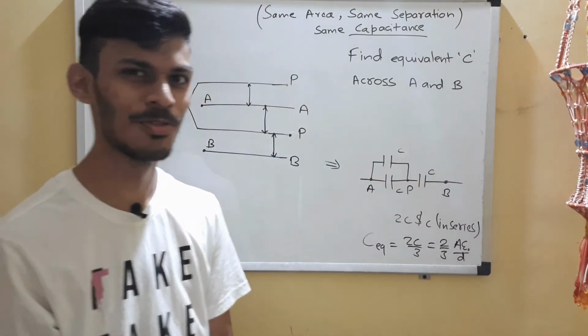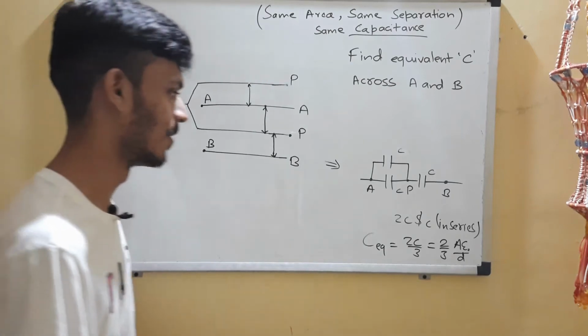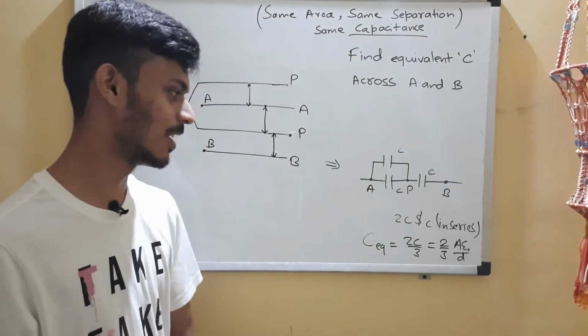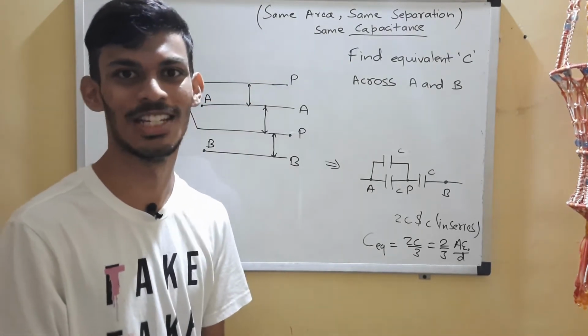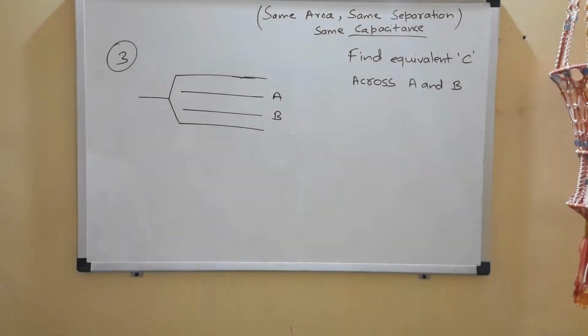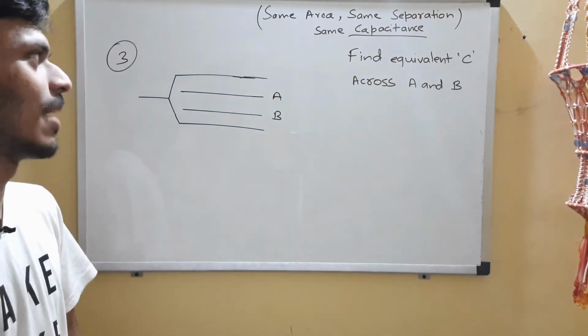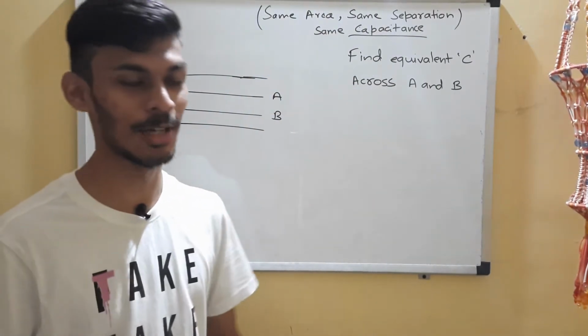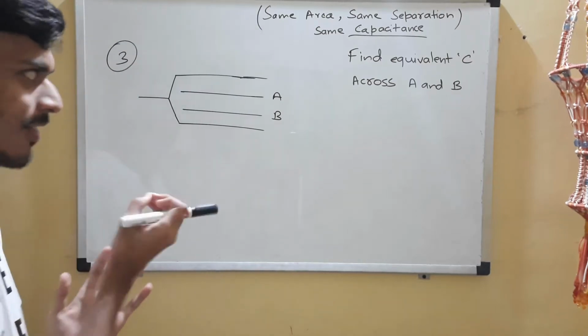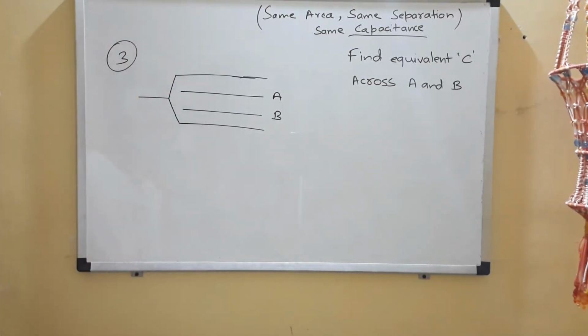Okay, so let's move to the next problem, and probably we'll speed run that problem. This is the answer for this question. So question 3 over here, the question remains the same. You are supposed to find the equivalent capacitance across A and B. You can pause the video here, give it a humble try, and discover the joy of doing it yourself. Okay, so let's try it out.